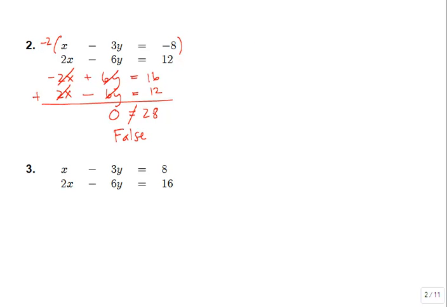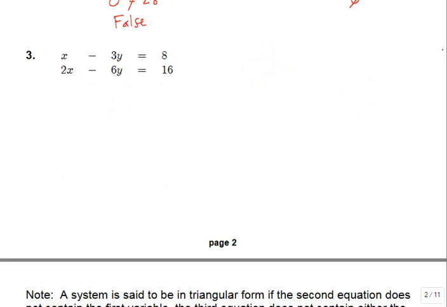So what's going on here is we have two parallel lines. Whenever you have two lines that never intersect, you're going to get this false statement. So this is going to have no solution. Or you could just write 0 with a slash through it. Okay, let's take a look at the last example here.